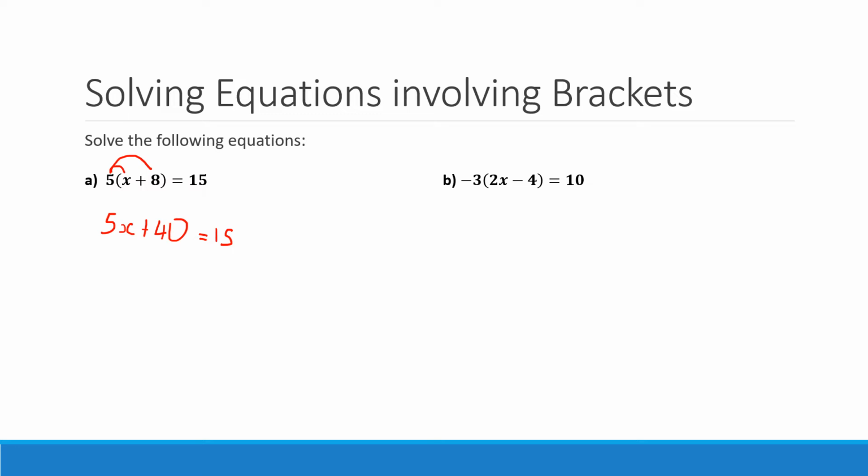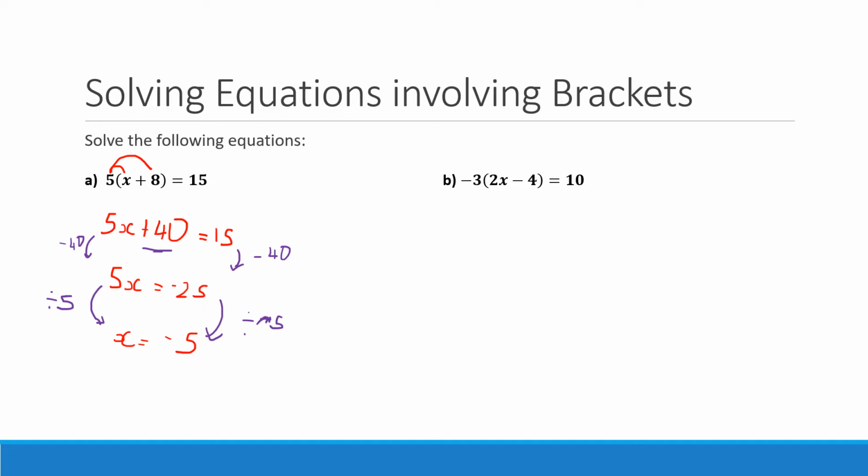The first thing we have to rearrange with is this plus 40. So remember BODMAS in reverse, so we'll move our addition and subtraction terms first. So subtract 40 from both sides. It becomes 5x equals 15 minus 40, which is negative 25. And then divide both sides by 5 and you get negative 5. All right, so students, exactly the same as you would usually solve your equations, just with that expanding step first.